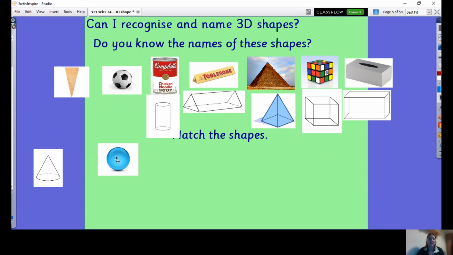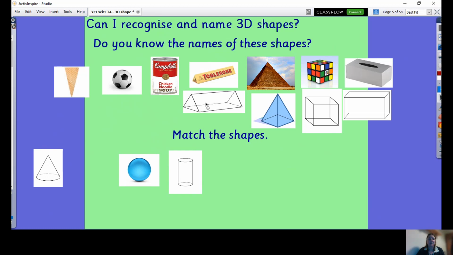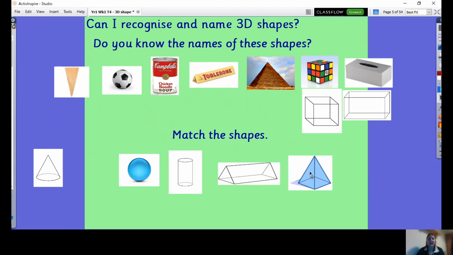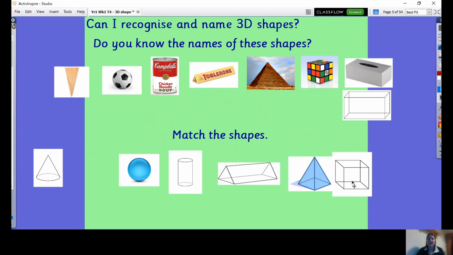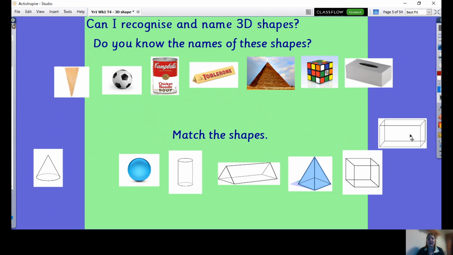Okay, so here we've matched the shape. So these are our 3D shapes. We've got some real life 3D shapes here, and then obviously I've got them here as drawings. So I'm going to go over the names. Don't worry if you don't remember them just yet, but we're hoping that by the end of this lesson you are beginning to name the 3D shapes.